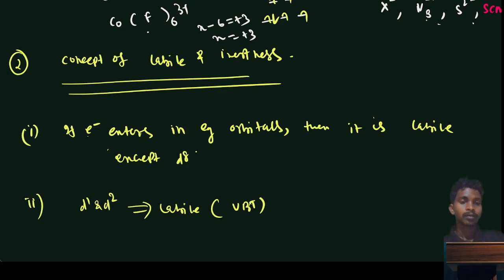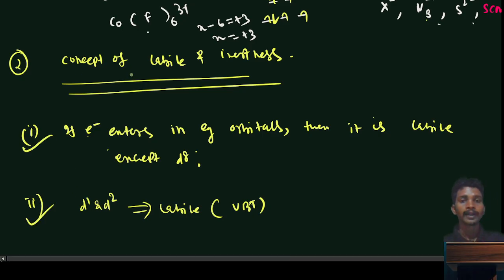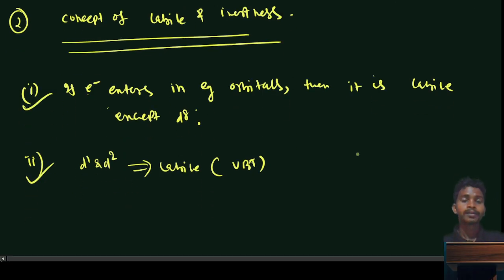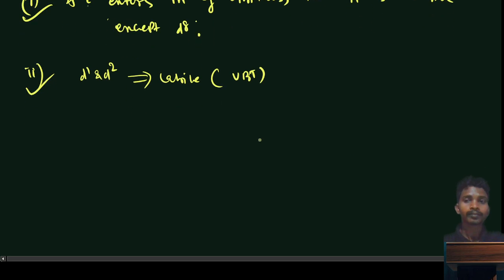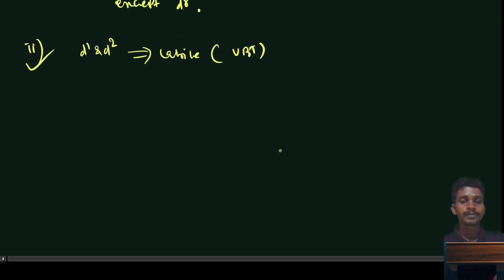Or you can say that d8 and d1 and d2 are exceptions. This is also fine. Or you can note another point, d1 and d2 are also labile. This is explained by VBT. Here electrons do not enter the Eg orbital, but according to VBT, d1 and d2 are labile. So only remember these 2 points for labile and inert. So now we will go on to start our inner sphere mechanisms.